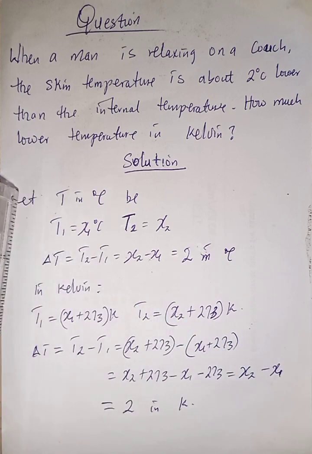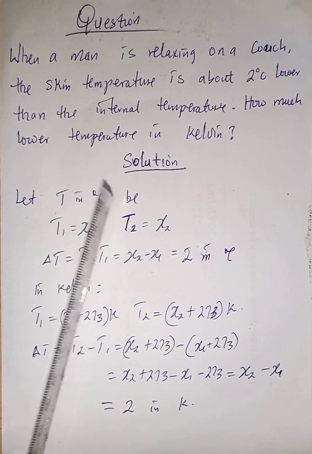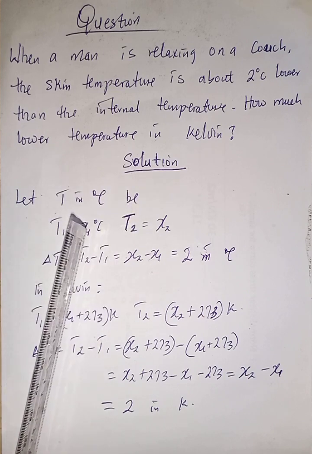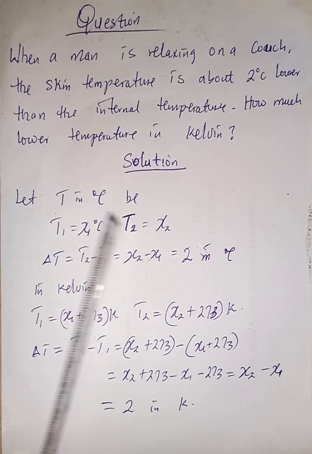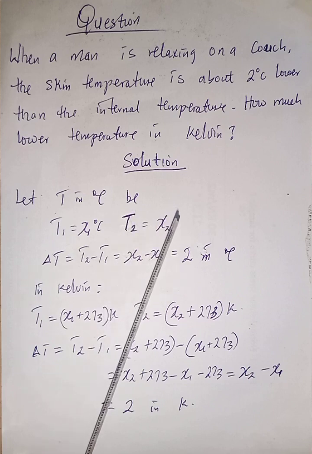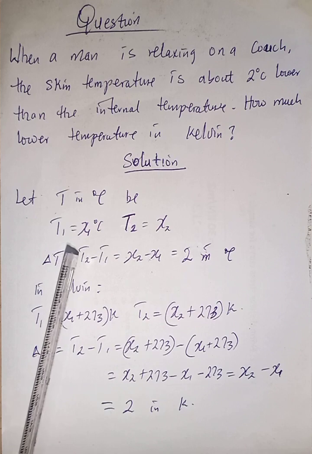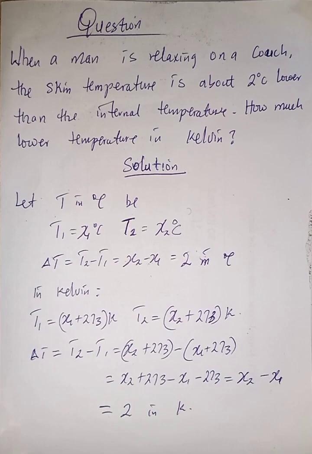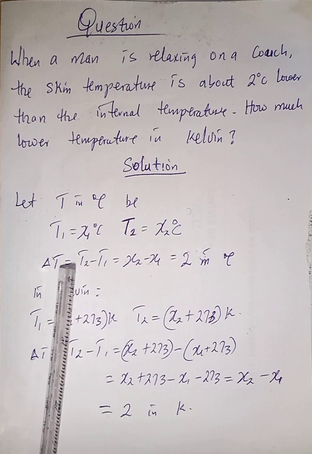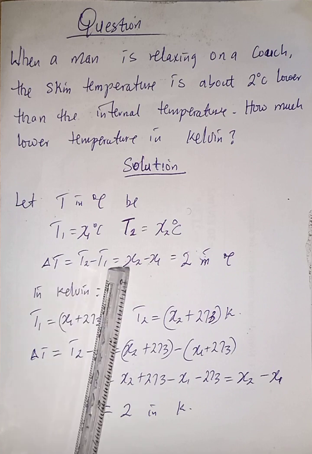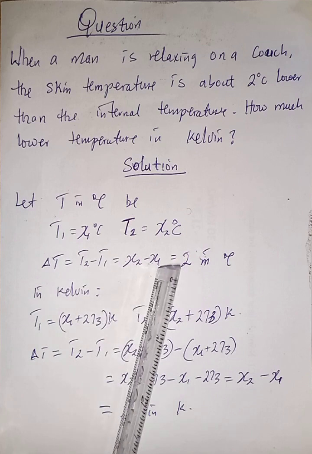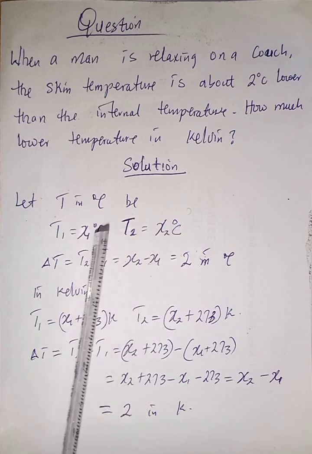So let T in degrees Celsius be T1 equal to S1 degrees Celsius, and the second one T2 equal to S2. The first temperature is S1, the second one is S2 in degrees Celsius. Now what is the change in T? That will be T2 minus T1, which is S2 minus S1. The last one minus the first one.